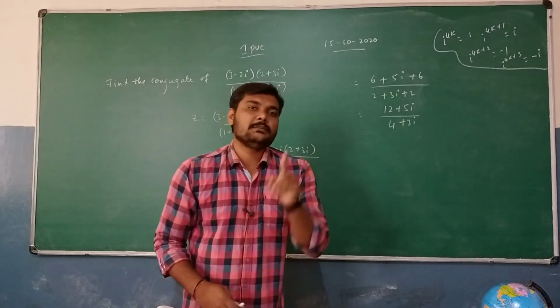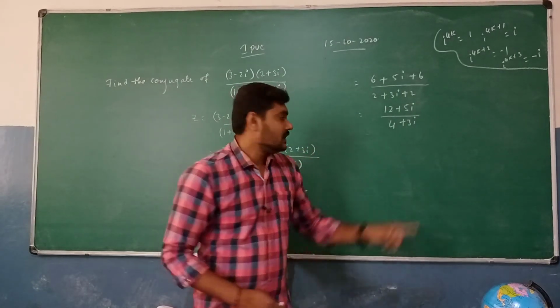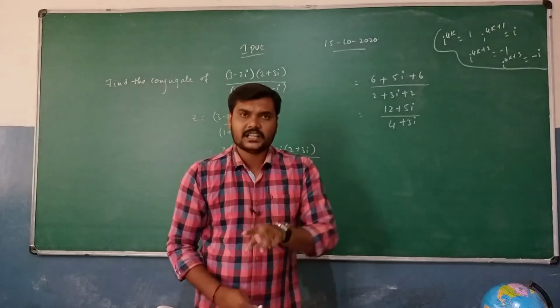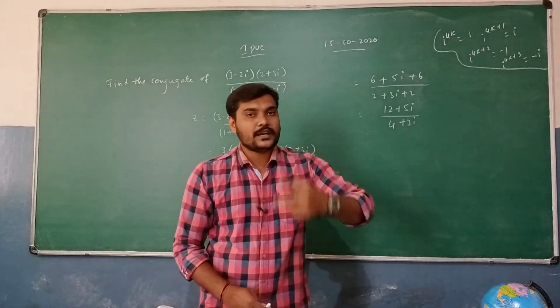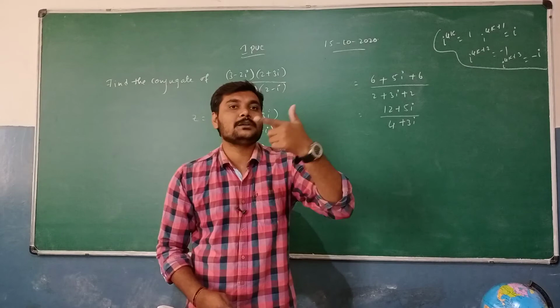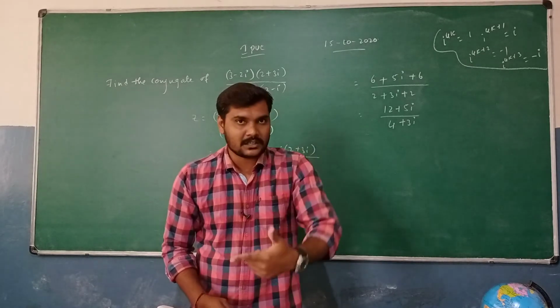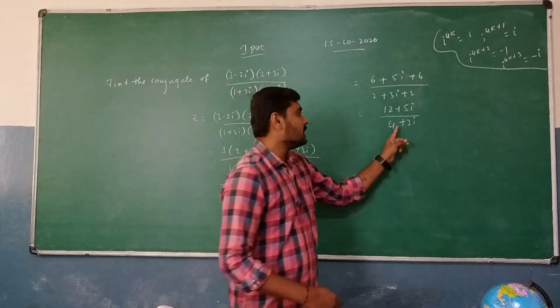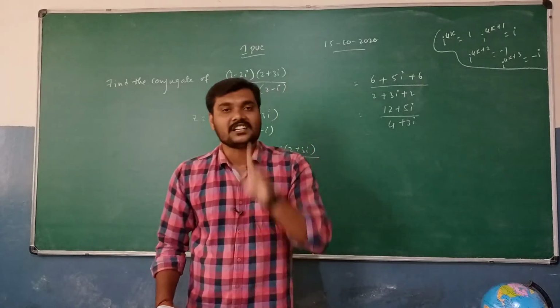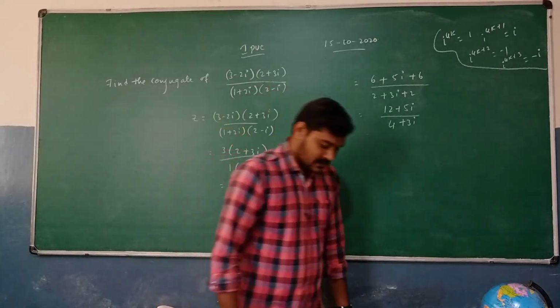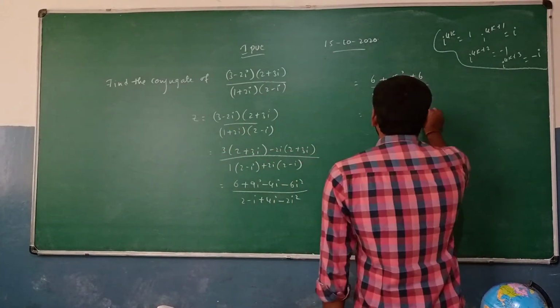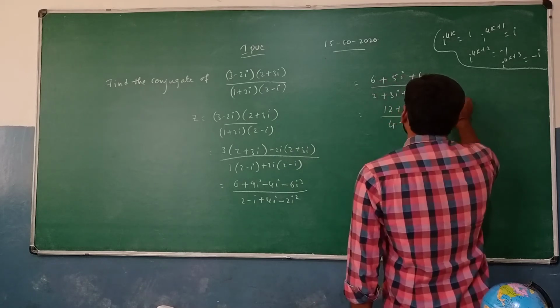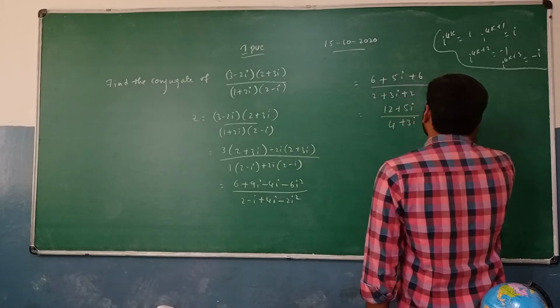Now if we multiply the numerator and the denominator by the same number, the value remains the same. So I am going to multiply things so that the denominator is going to be a real number. So I am going to multiply by the conjugate here. So that's going to be 4 minus 3i divided by 4 minus 3i.